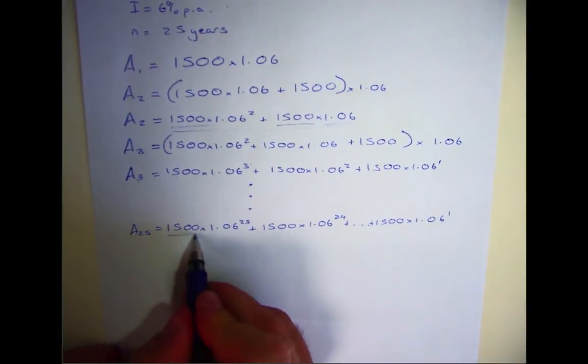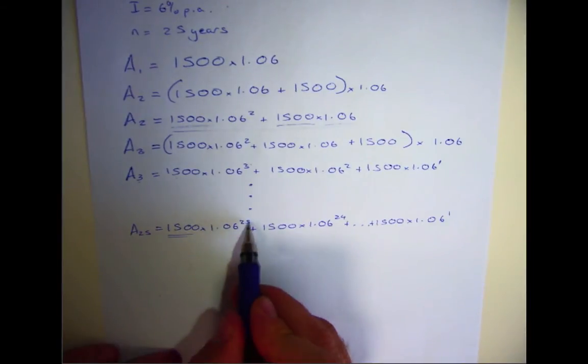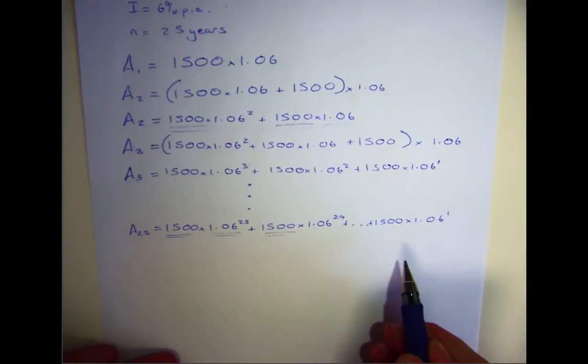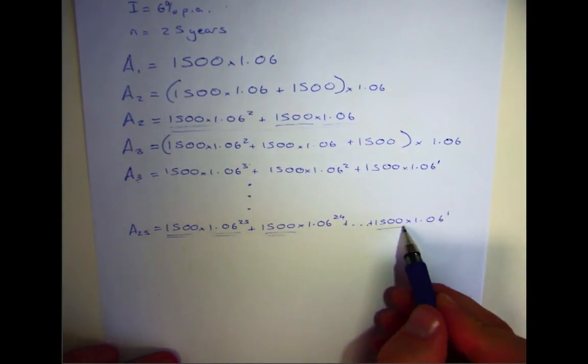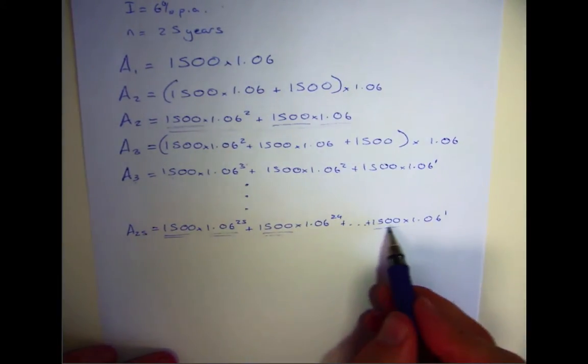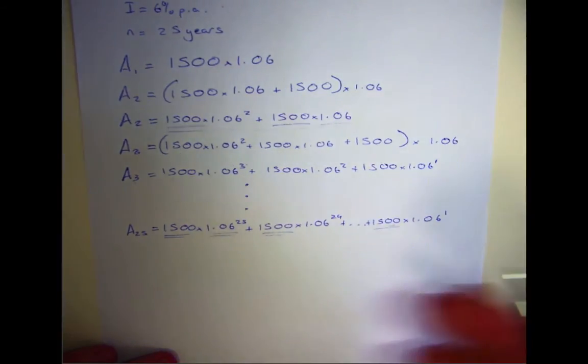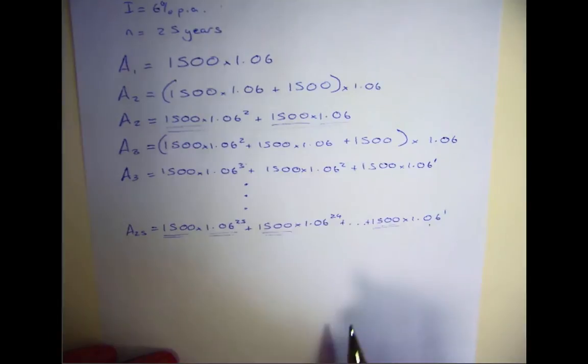Okay. Now, just explaining this. The first investment will have had 25 years of interest. The second investment will have had 24 years of interest. The final investment, so when we put that in the 25th year, it will get 1 year worth of interest till the end of the 25th year, and that is that one there.